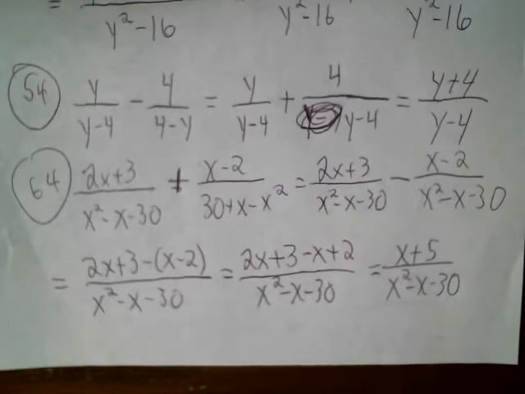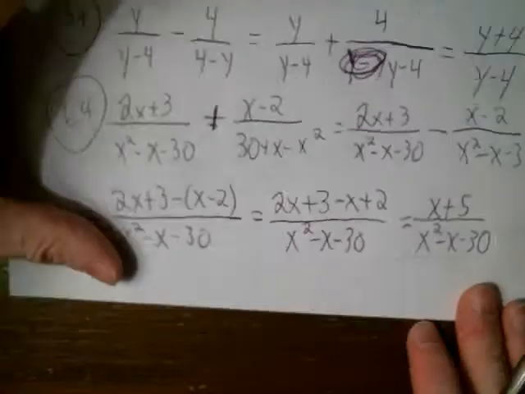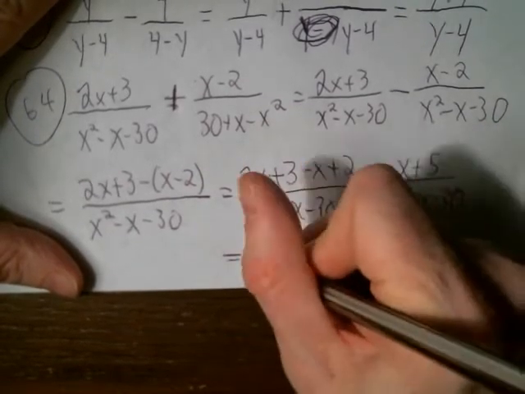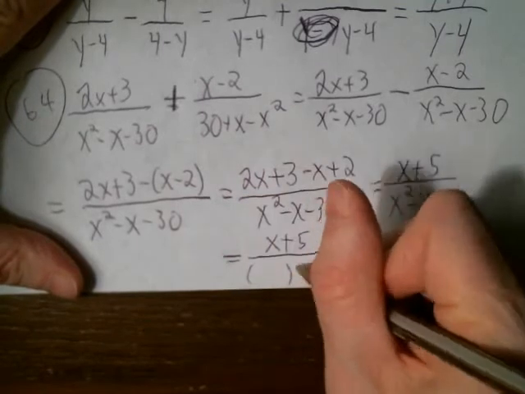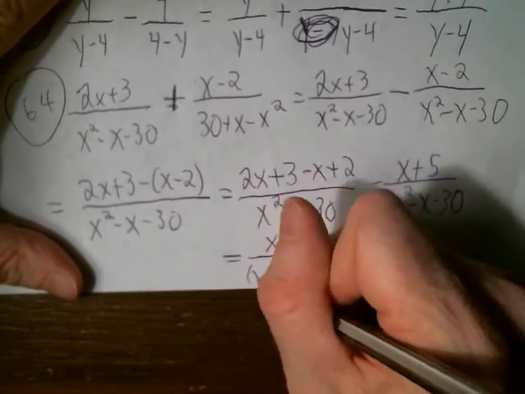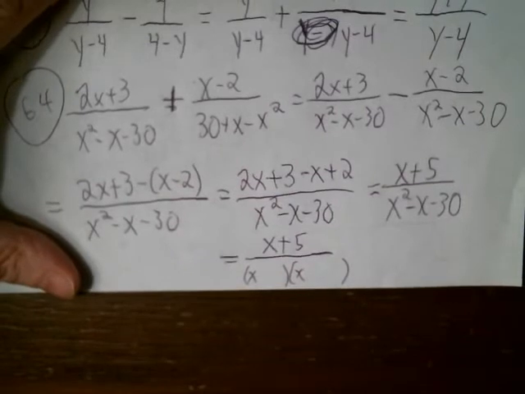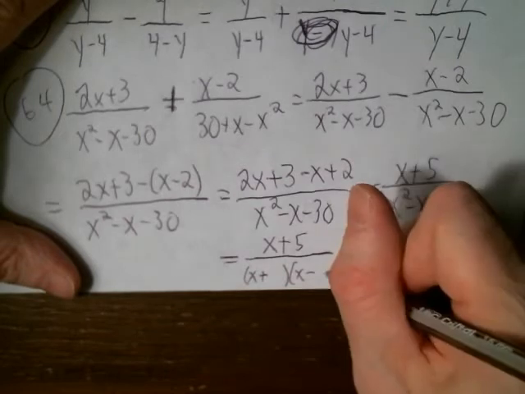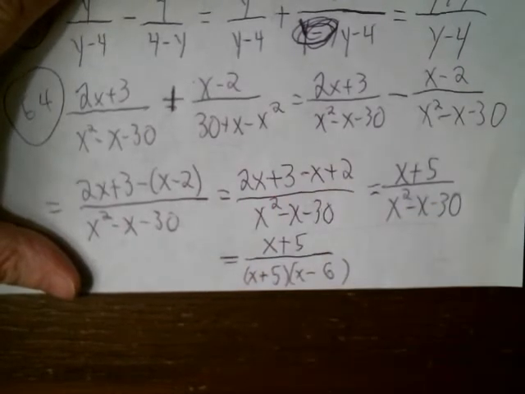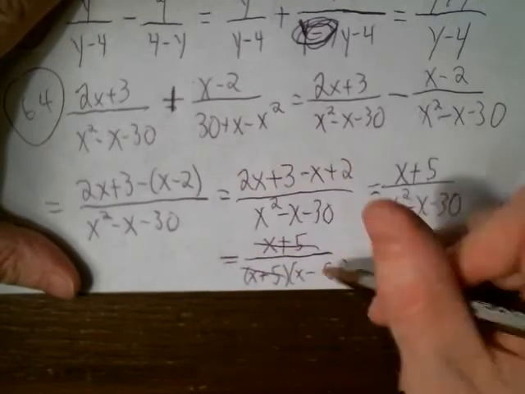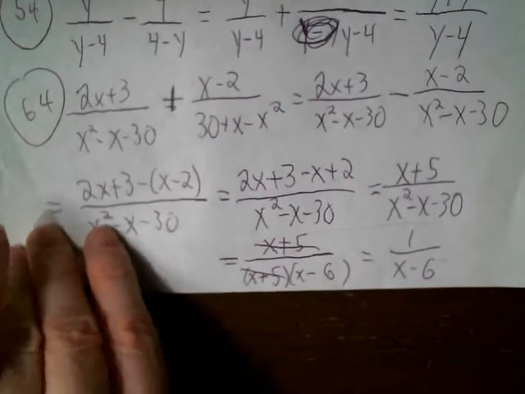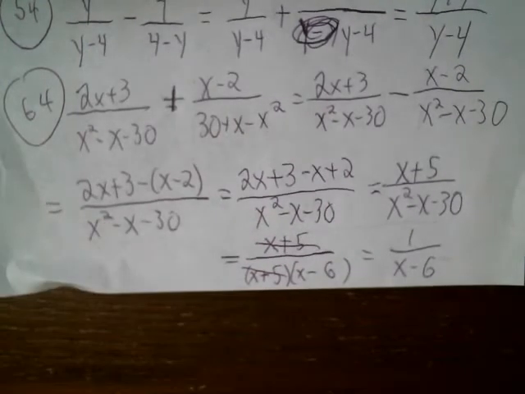And I think we might be able to simplify that one. This denominator looks like it will factor into an x plus 5 times x plus something, or x minus something. So set up your parentheses. The signs have to be plus minus. And then I'm thinking 5 and 6. So the 6 has to be negative. And sure enough, it'll simplify. So we just have 1 over x minus 6. Let's take a look at one more.